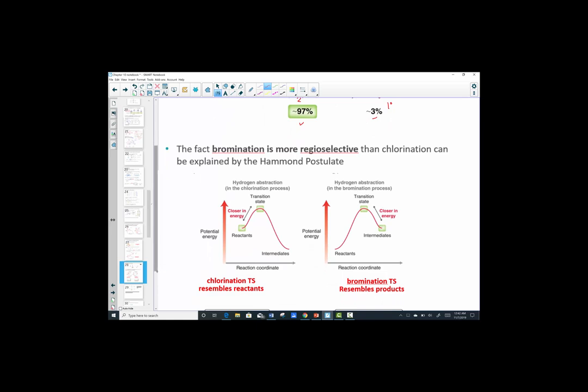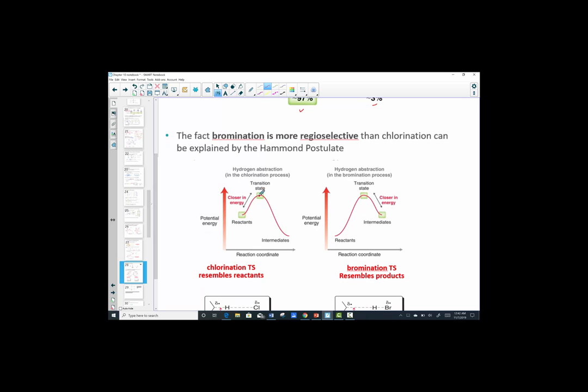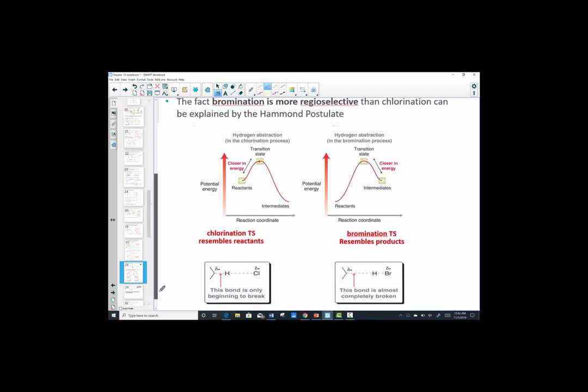The Hammond postulate is just simply reminding us that at the top of this energy hill is a transition state in which bonds are being broken and new bonds are being formed. If the transition state is closer to the reactants, as in the chlorination, this is the energy diagram for chlorination, the transition state is very close to the reactant. That tells us that the transition state more closely resembles the reactant. So that this bond, this is the carbon and this is the hydrogen that we're trying to break, forming the radical. This bond is just beginning to form.